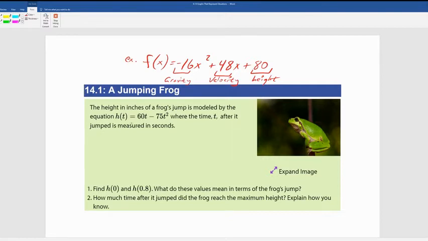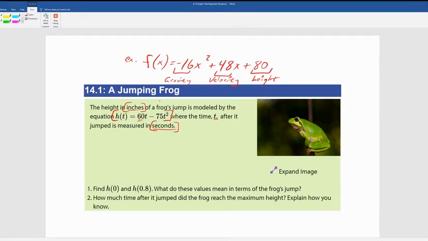All right, so 14.1, a jumping frog. So we have the height of a jumping frog, and it's modeled by a quadratic function because of the t squared part, where time t is measured in seconds. So don't forget that's our context. So negative 75 and 60 right here, and inches. This is another contextual thing that we don't want to lose. So don't forget context. So it's inches per second.